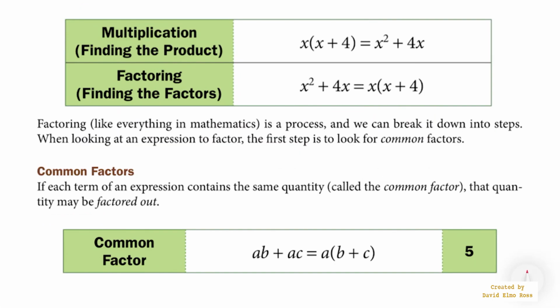And similarly, in this common factor here, we can see the b and c are not common, but the a is common here and here, so we can write a out in front. And then a times b plus a times c gives us this. So this is our factor for this expression here.